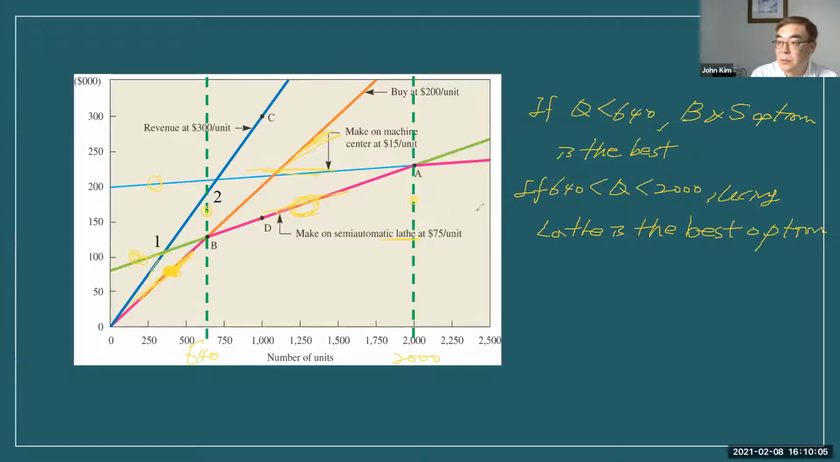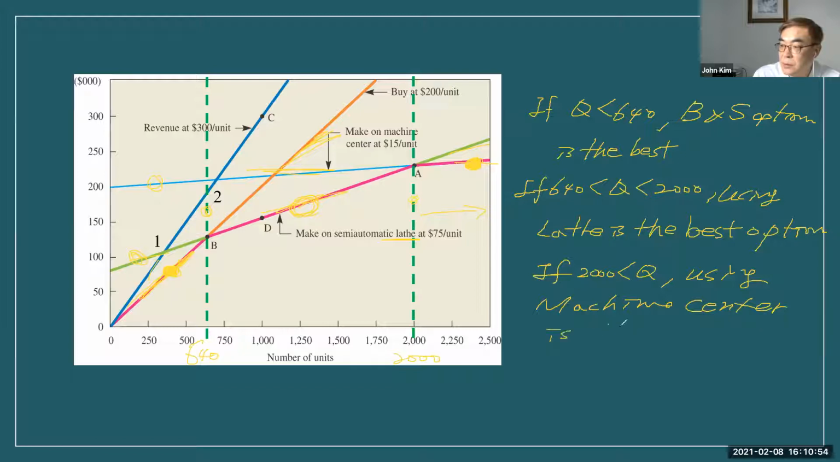And then last range, if Q is greater than 2000. Among this one, and this one up there. So this one is the lowest. This one is near machine center. So using machine center is the best.